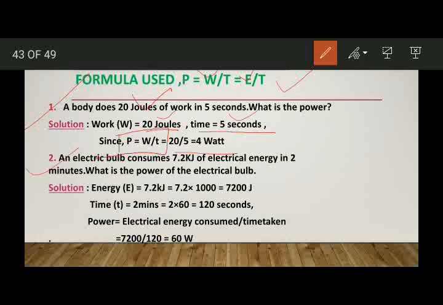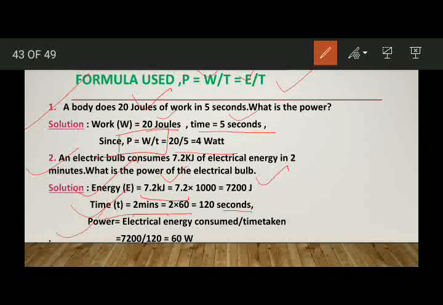Next, an electric bulb consumes 7.2 kilojoules of electrical energy in 2 minutes. It means we have been given energy as 7.2 kilojoules and time as 2 minutes. So we will convert kilojoules into joules by multiplying by 1000. Since 1 kilojoule equals 1000 joules, 7.2 kilojoule equals 7.2 into 1000 joules, that is 7200 joules. Similarly, we will convert time, which is given in minutes, into seconds. We will multiply it by 60 and we will get 120 seconds as time.